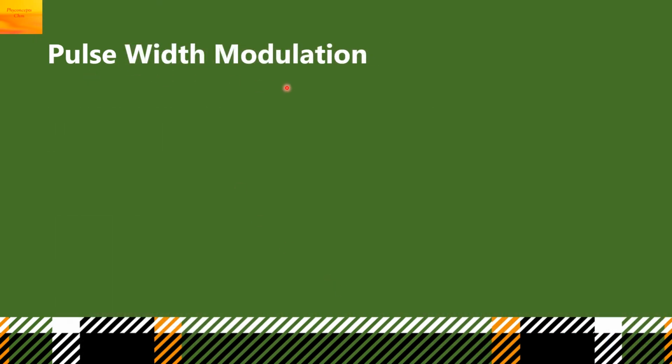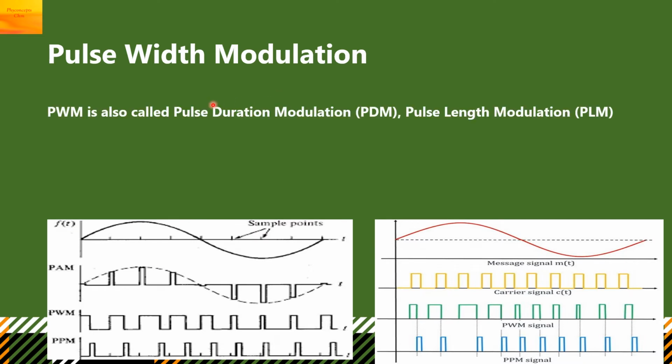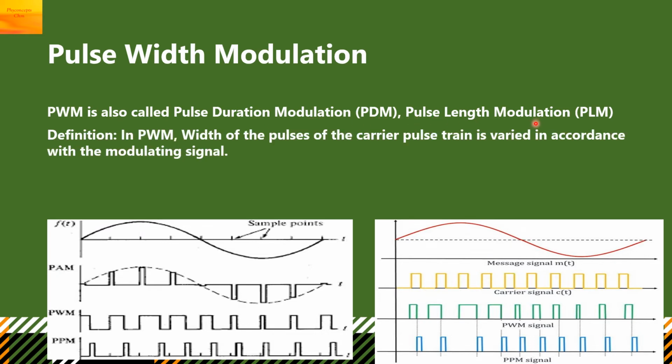Pulse width modulation. It is also called pulse duration modulation or pulse length modulation. The width of the pulses of the carrier is varying in accordance with the modulating signal. As the amplitude of the modulating signal is increasing, the pulse width is increasing. As the modulating voltage decreases, the pulse width decreases.